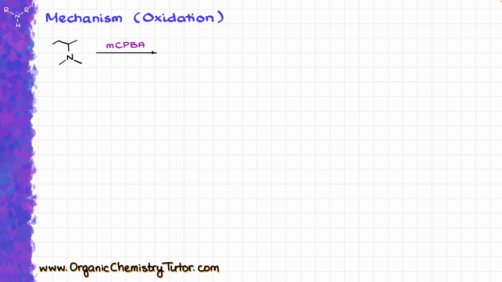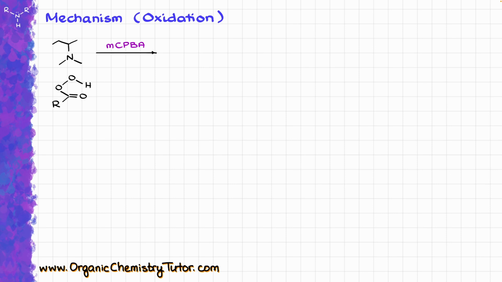In the first part of the mechanism we are going to be doing the oxidation reaction. The starting point for the Cope elimination is always going to be a tertiary amine, where the nitrogen atom is typically connected to two methyl groups, although other examples have been reported. And as our oxidation agent here we are going to be using mCPBA, which you might remember from the epoxidation of alkenes or maybe Baeyer-Villiger oxidation.